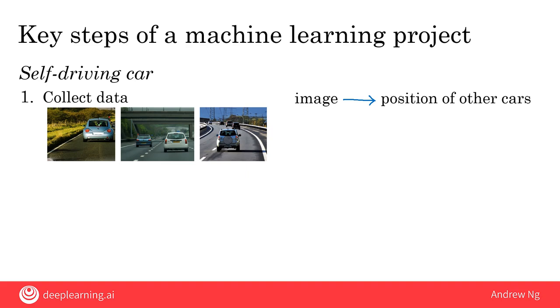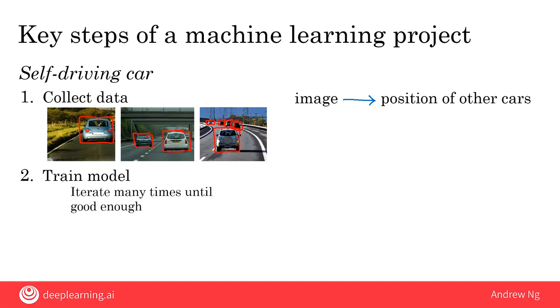And so for each of these pictures, you would draw a rectangle around the cars in the picture that you wanted to detect. And on this slide, I'm hand drawing these rectangles, but in practice, you would use some software that lets you draw perfect rectangles rather than these hand-drawn ones. And then having created this data set, what was the second step? Hope you remember that the second step was to train the model.